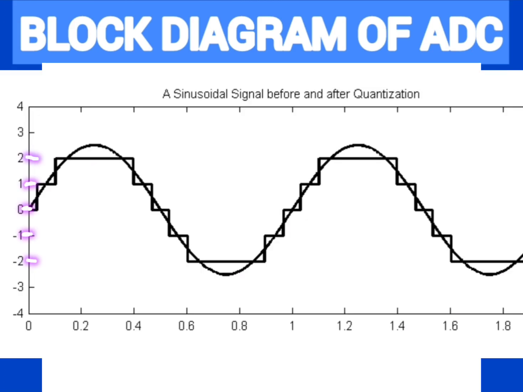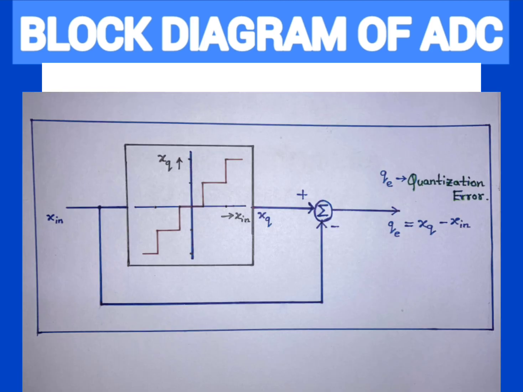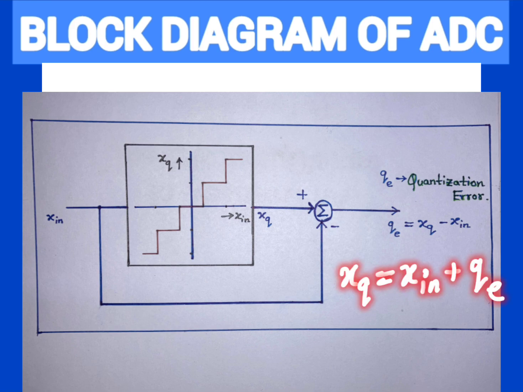Now let us check how we can calculate the quantization error. The quantization error can be calculated by subtracting the original signal from the quantized value. Now if we rephrase this equation, we can see that the quantized output is equal to the original signal plus the quantization error. So it acts like an additive noise.